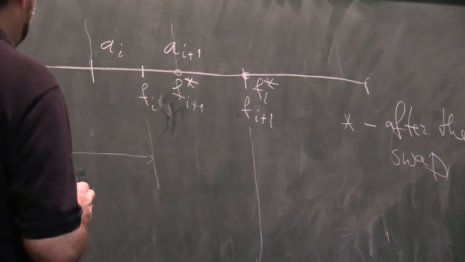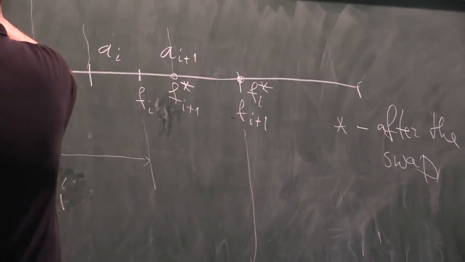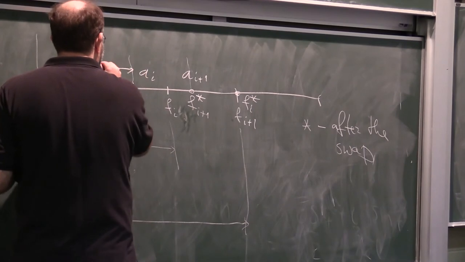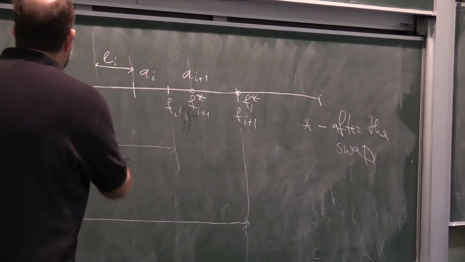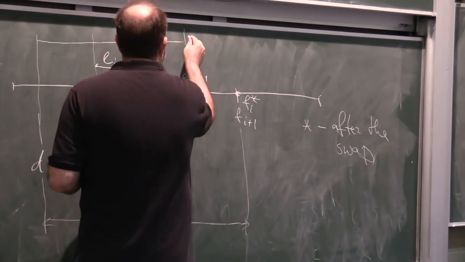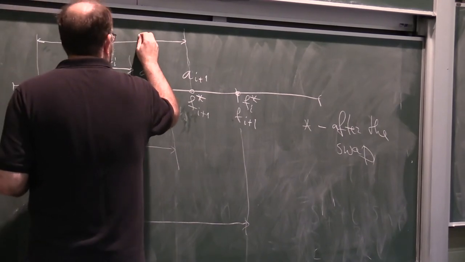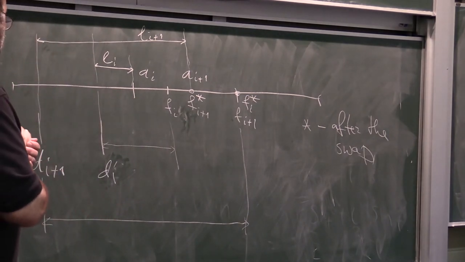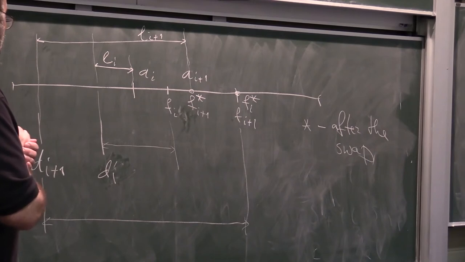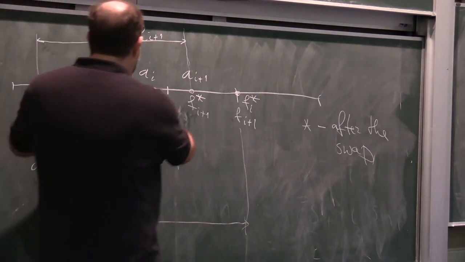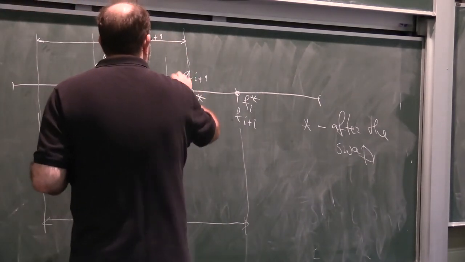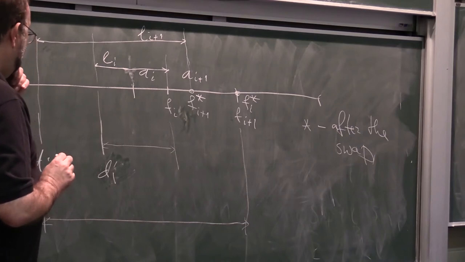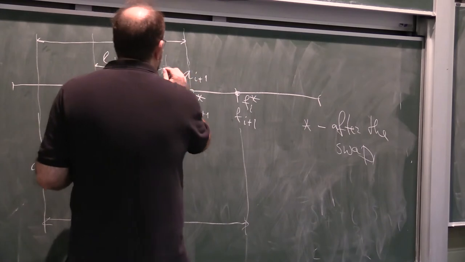Okay, what can go wrong now? And here are my deadlines. Let's see what's the lateness of activity a_i. Here is the L_i. And what is the lateness of activity i plus 1? Well, here is the lateness of activity i plus 1. Doesn't L_i go all the way to the end? Yes, sorry. It's here. That's the old one. The new one will be right at the very end.